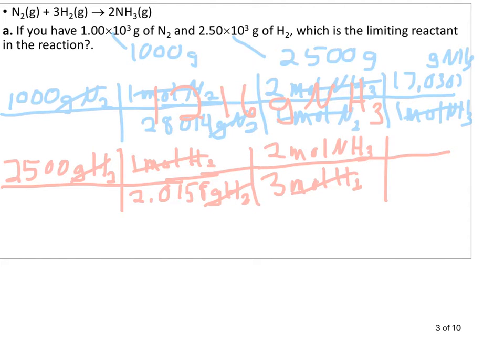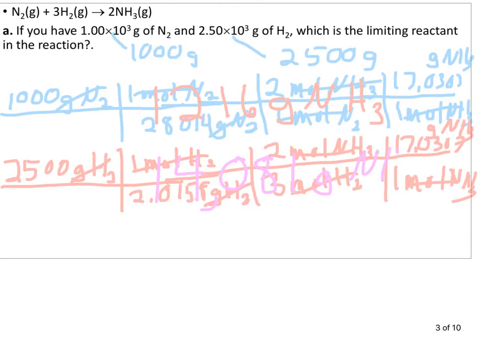And then we switch it back to grams, 1 mole of ammonia is 17.0307 grams of ammonia. Moles of ammonia divide out moles of ammonia. Go through and do all of our calculations. And this time we get 14,081 grams of ammonia.